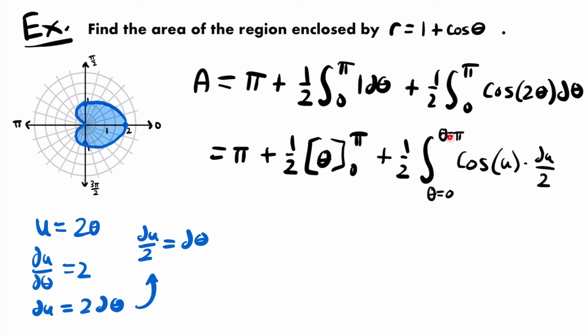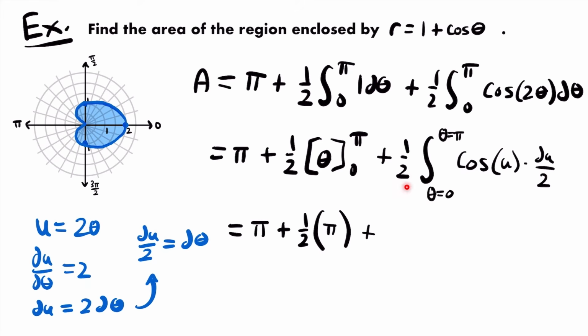All right, and once again, our bounds of integration are in terms of theta right now, but we're going to switch them to be in terms of u in our next step. And so let's work on that. Our next step is that this is equal to pi plus 1/2 times theta evaluated at pi minus theta evaluated at 0. That's just going to be pi minus 0, which is pi. So we have 1/2 times pi. Okay, and then we'll add this to this integral.